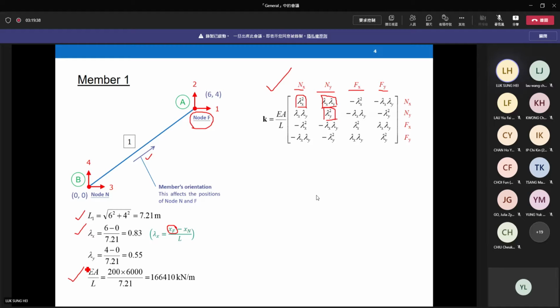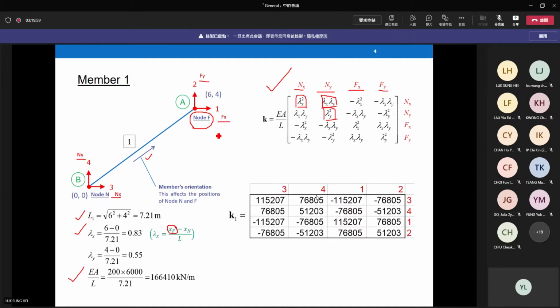You can also calculate EA over L, which is a constant. We call the numbers 3, 4, 1, 2: Nx is 3, Ny is 4, and then Fx and Fy are 1, 2. Put all the things together and it becomes our first element stiffness matrix. The order is 3, 4, 1, 2: Nx, Ny, and then Fx and Fy.